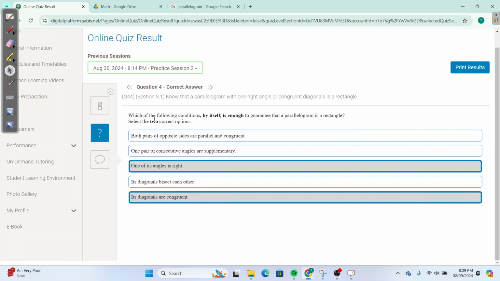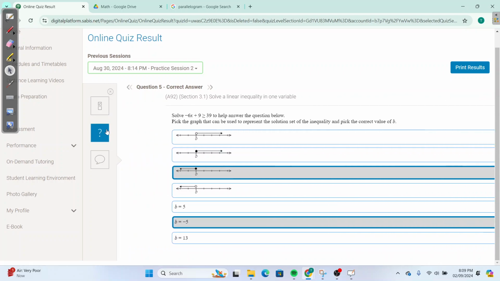Question 4. Which of the following conditions by itself is enough to guarantee that a parallelogram is a rectangle? What people get confused about in this question is the diagonals. Are they congruent or are they bisecting each other? Now, what you remember is if they are congruent, just memorize it, they are congruent. Don't memorize it logically here. Just pure memorization. So select the 2 correct options. One of its angles is right. Obviously, this one's common sense. And its diagonals are congruent.